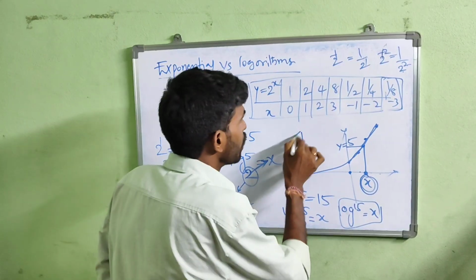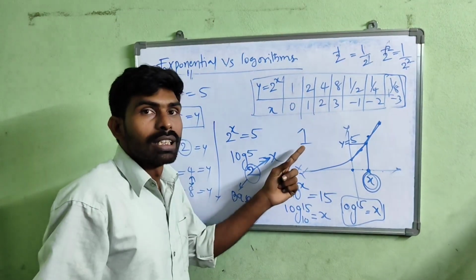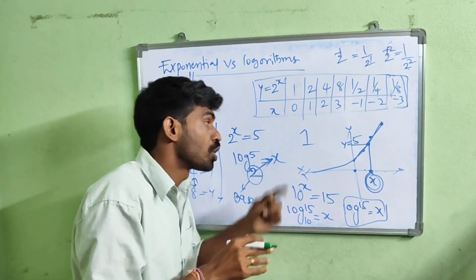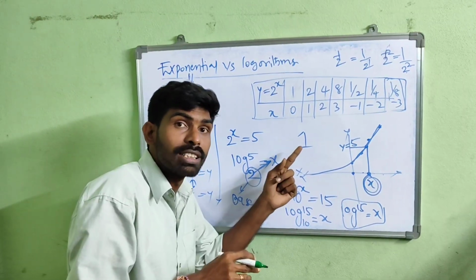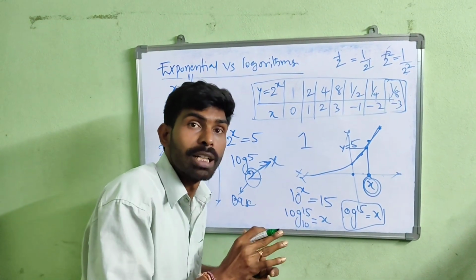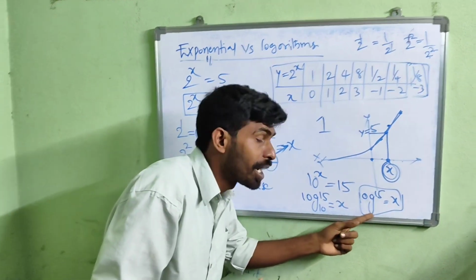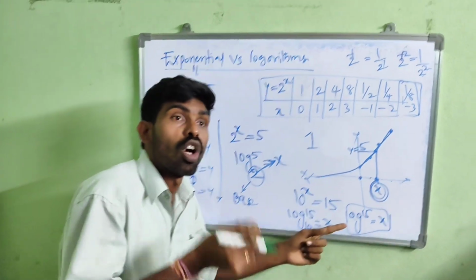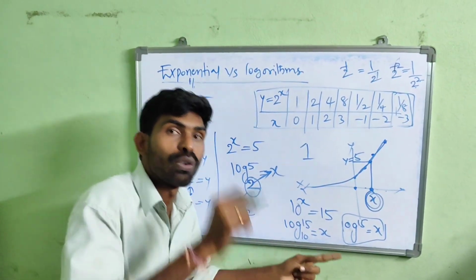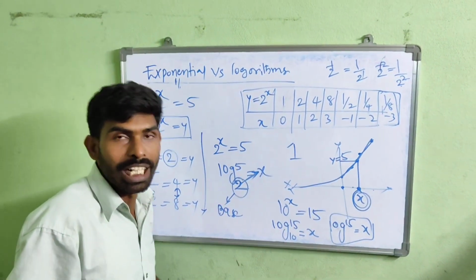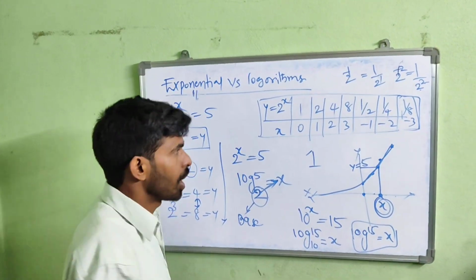For example, 1 means plus 1. There is no sign, which means there is a plus sign. Same like that, if there is no base, it means the common base 10 for the logarithms, right?